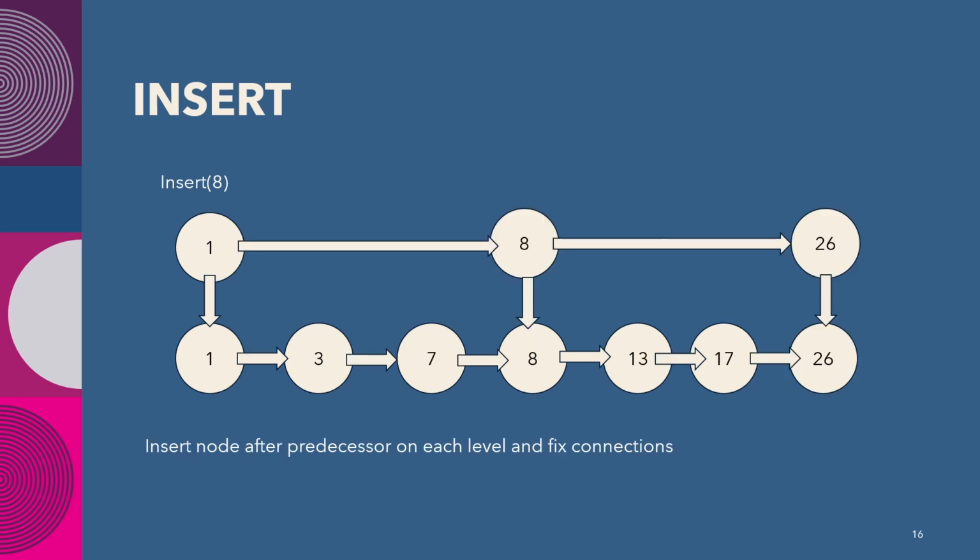So as you can see here, we inserted the node after the predecessors that we found earlier. On level 0, that's 7, so it goes 7 and then our node 8. On level 1, that predecessor was 1, so it goes 1 and then 8. And then we just fix all the connections for the lists.